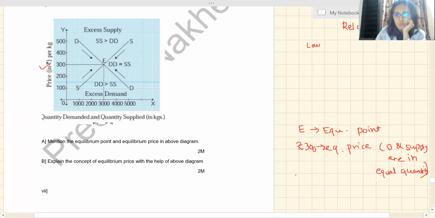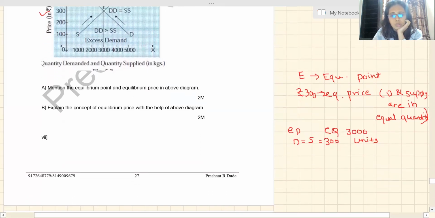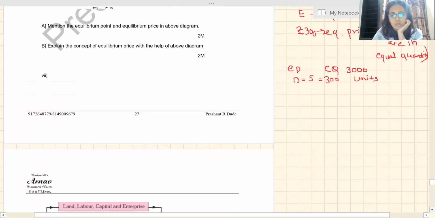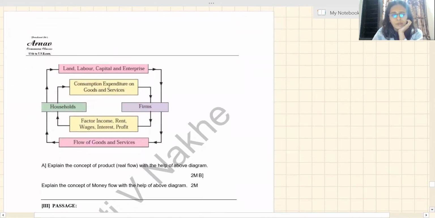So you have to mention what is equilibrium price and equilibrium quantity, that is 3000 units where demand units and supply units are equal. Equilibrium price is the only price where demand and supply intersect each other, and demand and supply price is the same. That you have to mention. That is sufficient. Okay, now move on to the next. You can write it in your own words also.